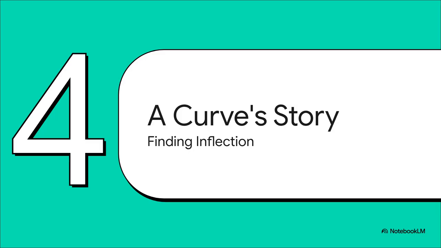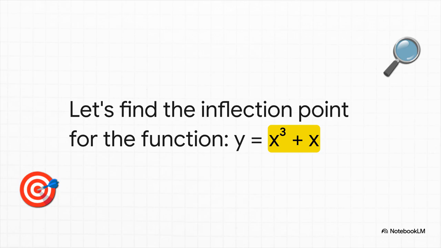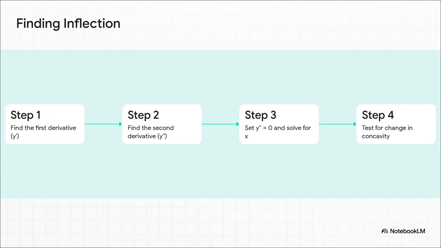All right, theory is one thing, but let's see how this stuff actually works in practice. We're going to put these tools to the test and go on a hunt for a hidden turning point in a real function. And for our case study, we'll use the function y equals x cubed plus x. This is a really great example because, honestly, its story isn't obvious just by looking at the equation. Now, the process for finding an inflection point is super logical. It follows these 4 steps.